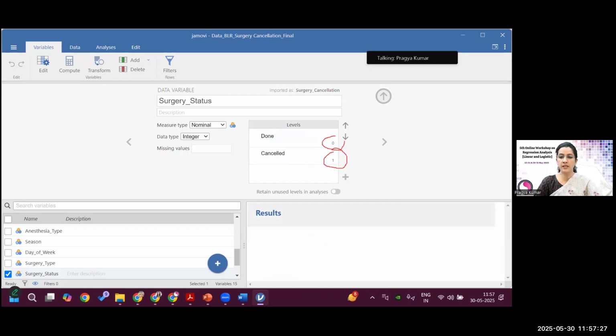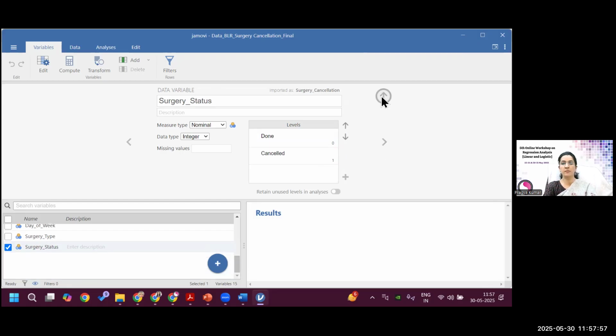If your interest variable is surgery done, in that case, ideally you can change the reference levels also, but then you should label this as 1. But again, by default, JAMOVI takes the lower value as the reference value. So that's why cancelled I have given 1, and it takes the reference value of 0, which is done in this case. So this is my dependent variable, surgery status, which is 0 and 1.